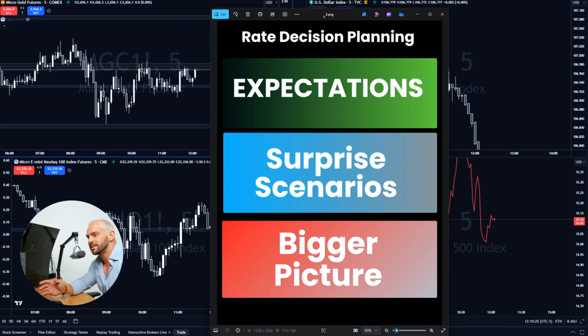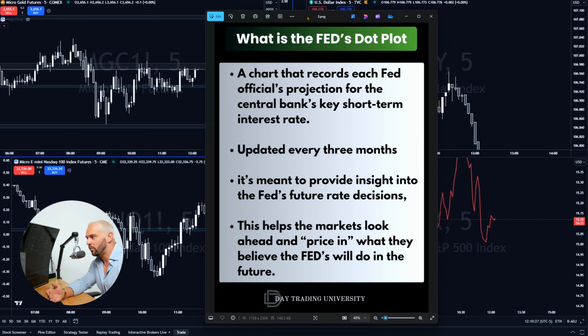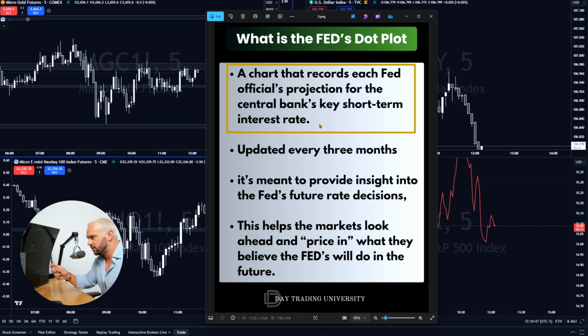The next thing I want to talk about, let's get right into market expectations. Okay, so we're going to go into the Fed's dot plot first, and I want to explain to you what this is. Now, you can read this with me, you can read this ahead of me, whatever you feel like. The Fed's dot plot is just a chart. It records each Fed official's projection for the central bank's key short-term interest rate. Now, I'm going to show you what this looks like, so don't let these words get confusing. It's just telling us that every Federal Reserve official has their own idea on where they believe interest rates are going to be at a specific time, right?